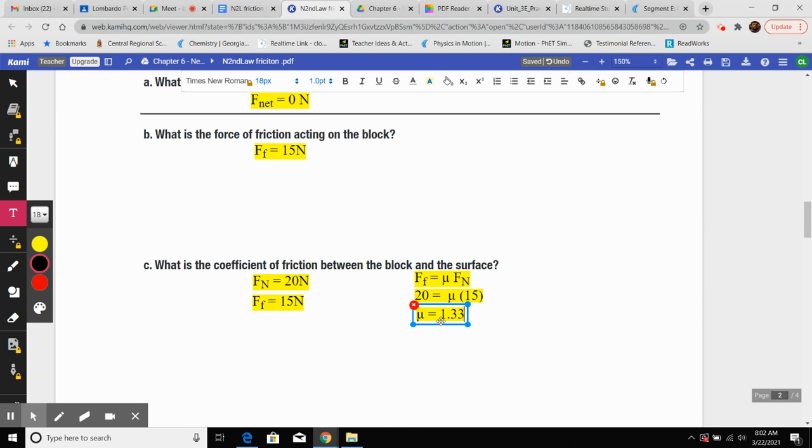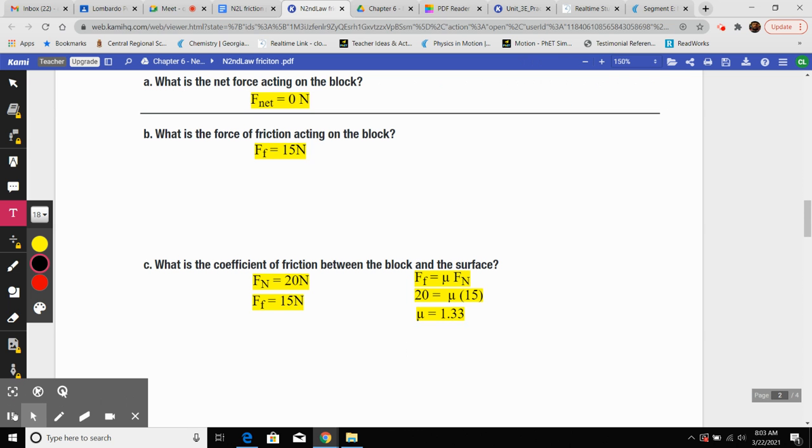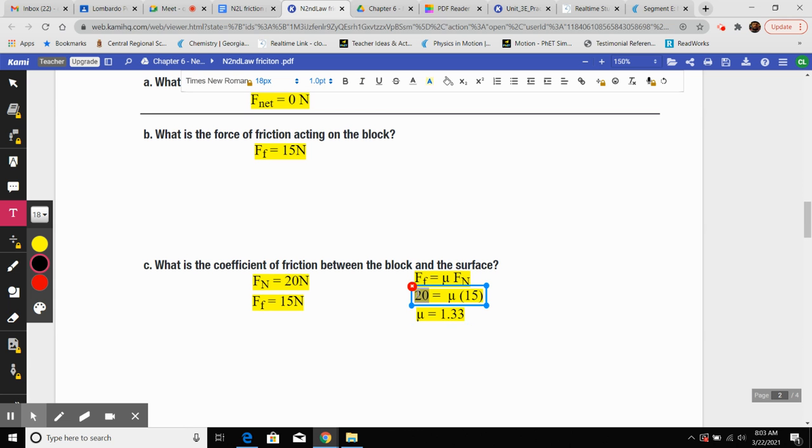1.33 repeating, and this doesn't have a unit. This guy here does not have a unit, so you're good with that. What did I mess up? I just caught myself. So this is the equation. Net force, because the F sub N is 15, 20. Good. So friction force should have been 15, and the normal force should have been 20.